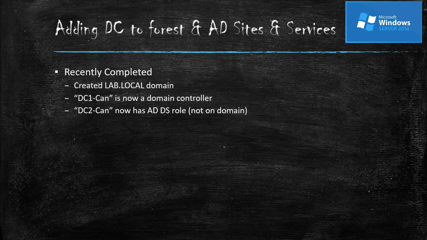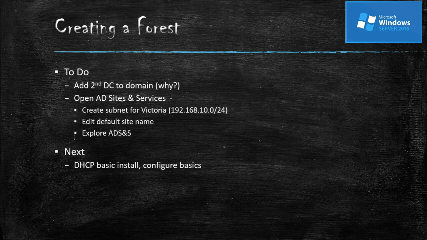What we've done so far, in the previous video, is create the lab.local domain and the first domain controller. DC2 is a standalone server with the Active Directory Domain Services role, and it's not on a domain yet. So what we'll do in this video is add the DC to the domain, and I'll explain why we want to have at least two.